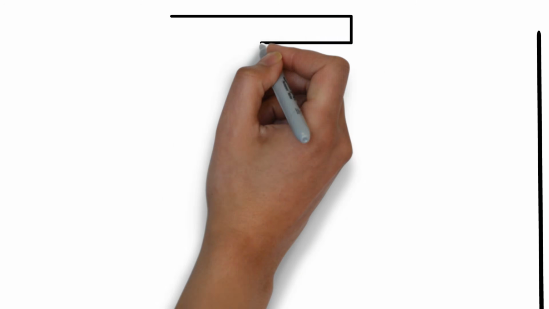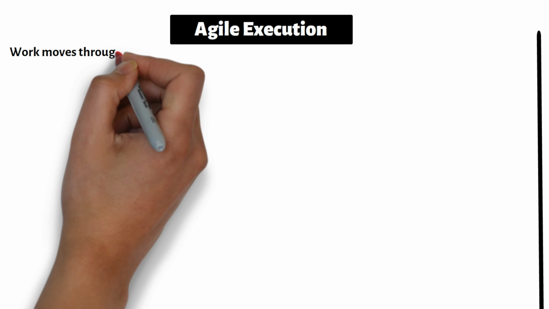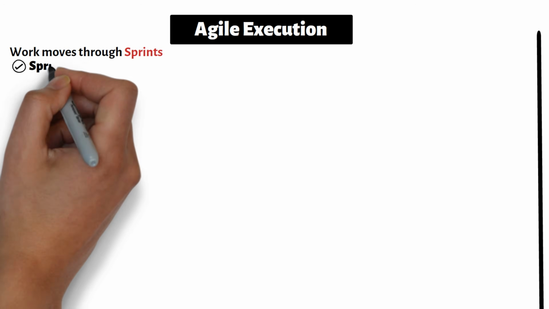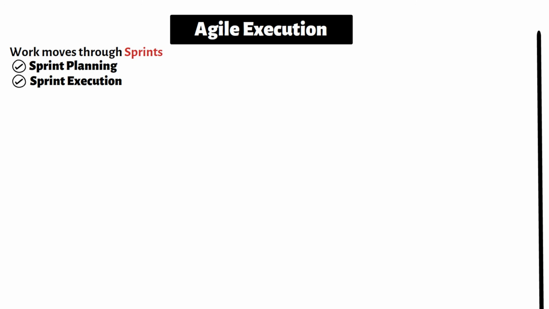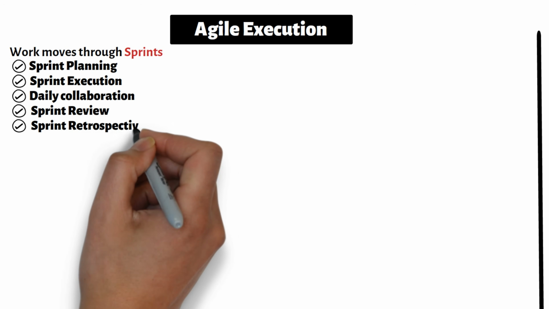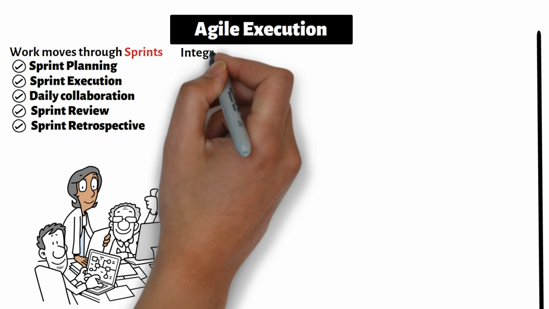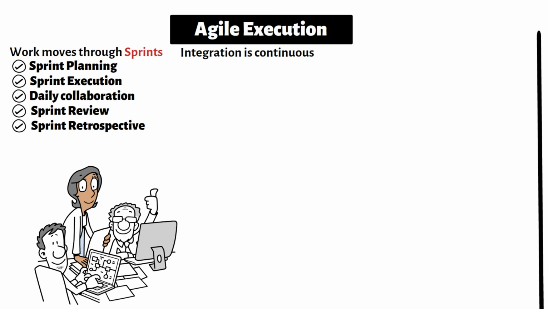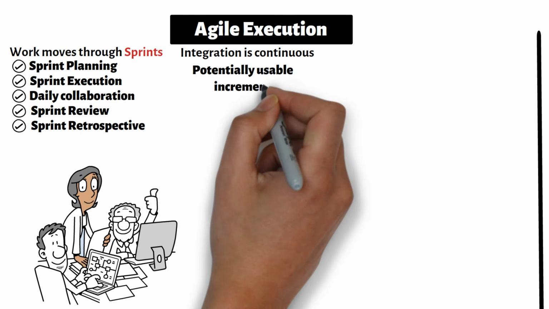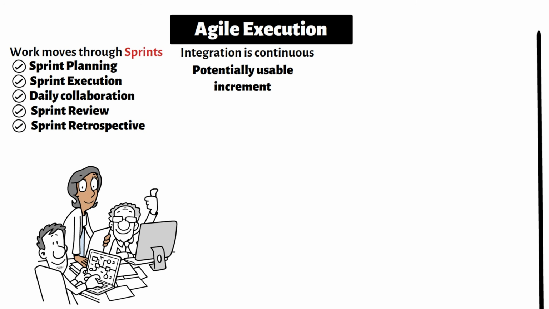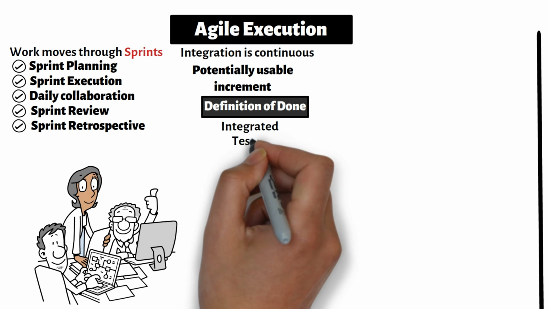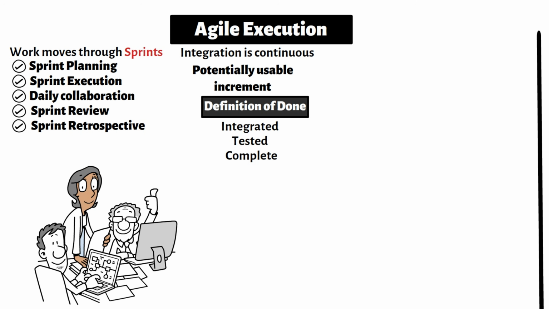In Agile execution, work moves through sprints. Each sprint includes sprint planning, sprint execution, daily collaboration, sprint review, sprint retrospective. Development and testing occur within the same iteration. Integration is continuous. Each sprint produces a potentially usable increment. This means the increment meets the definition of done. It is integrated, tested, and functionally complete.